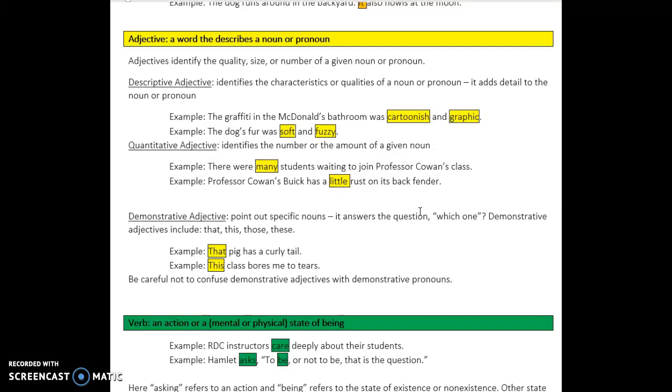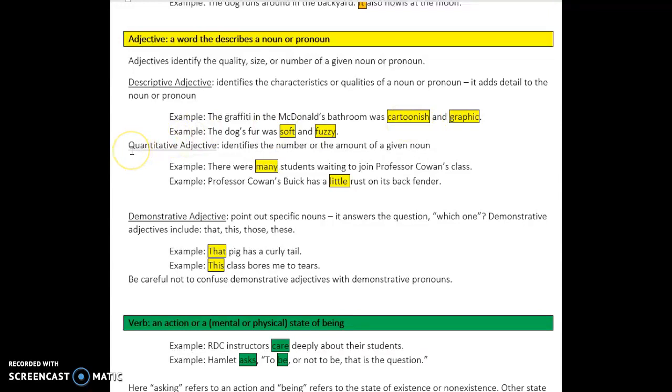Descriptive adjectives will identify the characteristics or qualities of a noun or pronoun. Descriptive adjectives add detail to that noun or pronoun. For instance, the graffiti in the McDonald's bathroom was cartoonish and graphic.